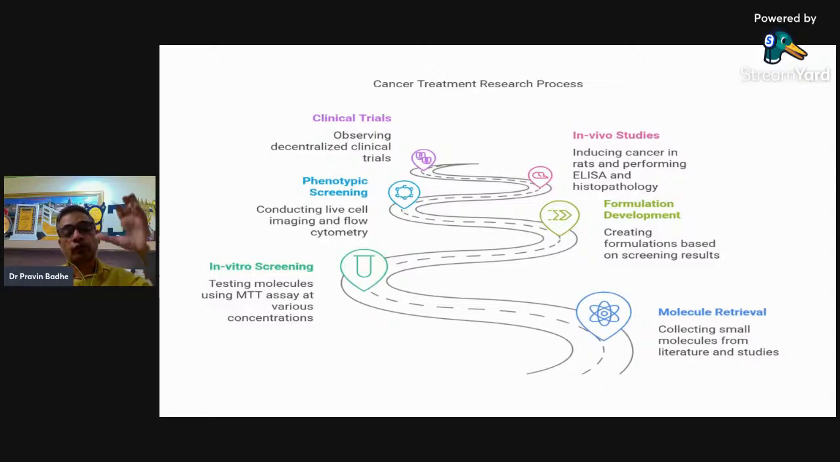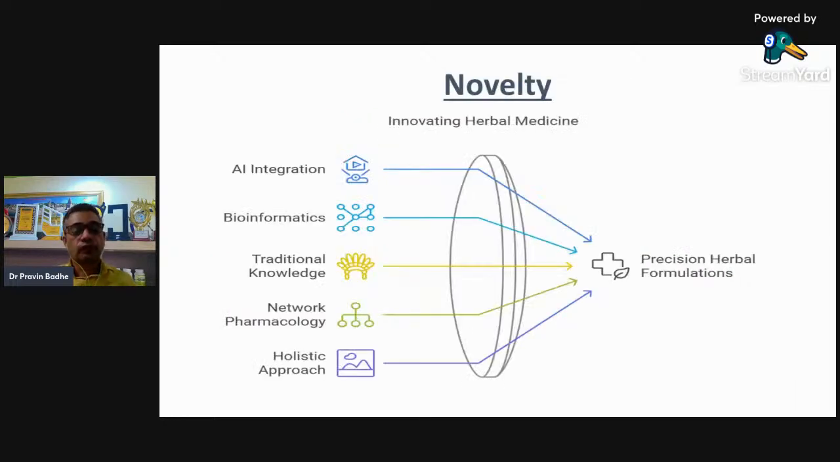As I told you, for the nano formulations we already got 4 patents. For the pure herbs, there are about 8 patents in process. And for these derivatives, once those are synthesized, we will be going for patents. So the novelty behind this innovation is mostly AI integrated, with bioinformatics and chemoinformatics, and simultaneously we are using traditional knowledge and a holistic approach to make sure that the innovation happening in herbal medicines can be utilized as a precision herbal formulation.